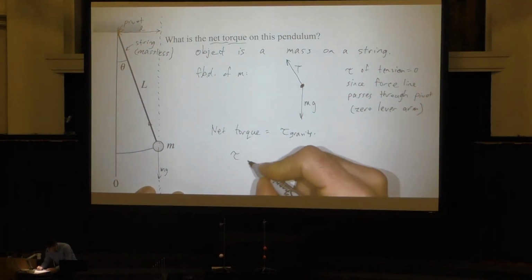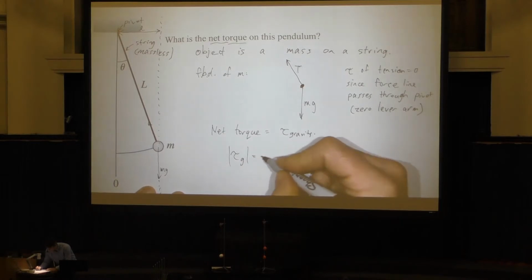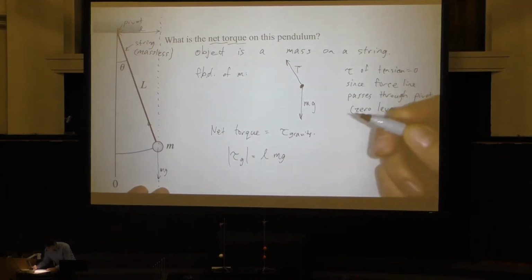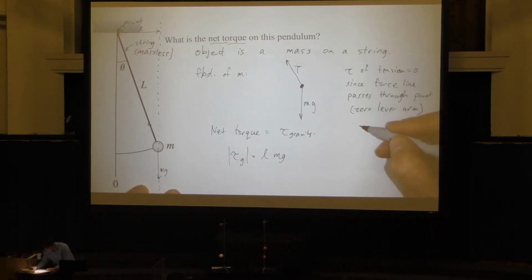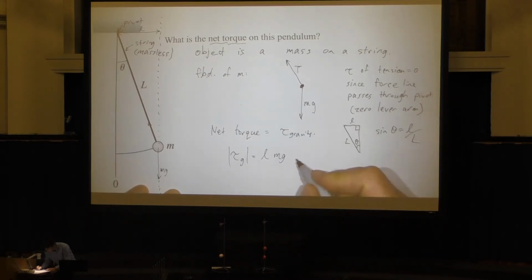So the torque of gravity is equal to the lever arm times mg, where if you look at your right angle triangle there, it looks like this. This is your theta. Here's your right angle. Here's a little lowercase l. Here's your capital L. So sine of theta is equal to the lever arm divided by L. So this is equal to mg capital L times sine theta.